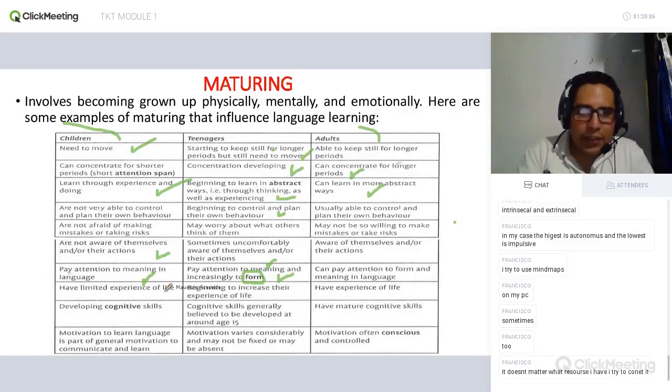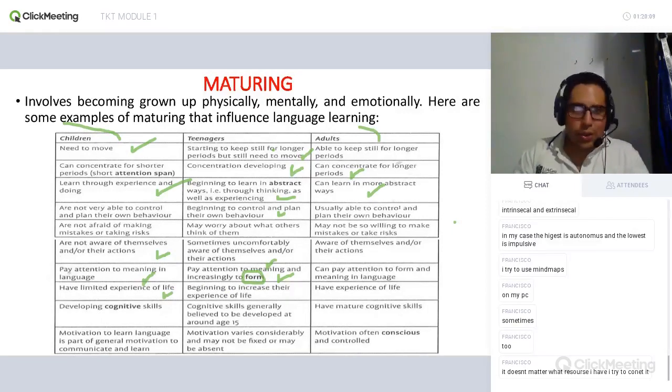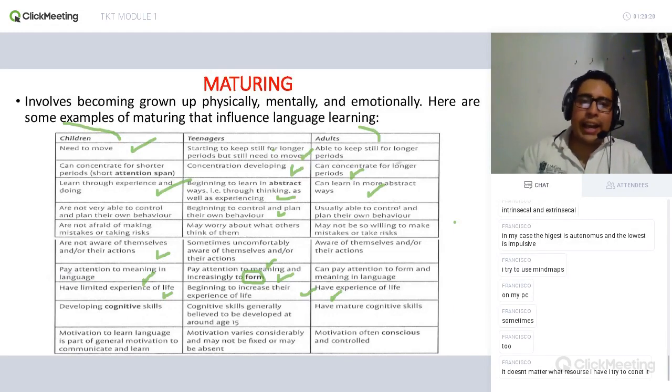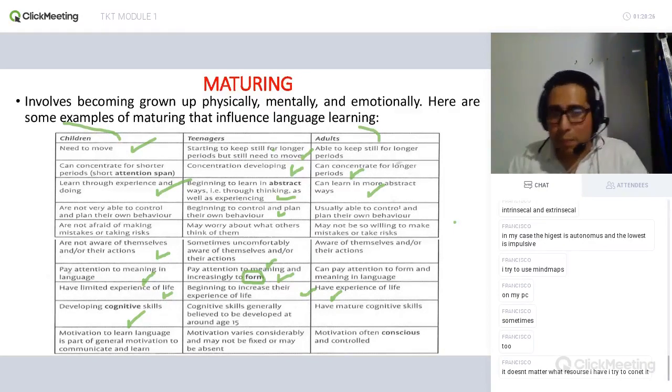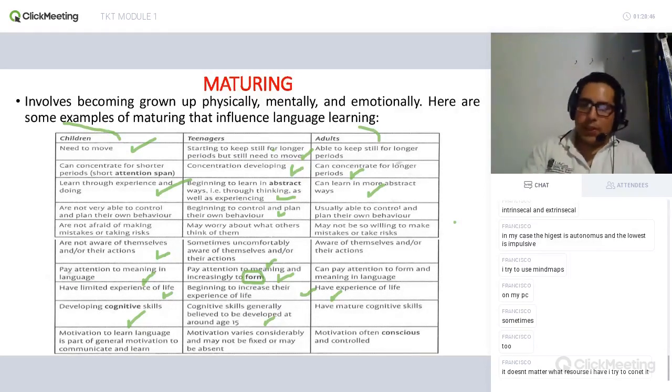Children have limited experience of life, so that means you are not going to get much information from them, maybe. In teenagers, it's starting to increase, right? And adults have lots of experience. Children are still developing their cognitive skills, so maybe they are not very prepared. Some of them don't even know how to write, right? They are still learning how to read, and so on. In teenagers, it's supposed that the cognitive skills are already developed, around age 15, right? And in adults, there are no problems with this.